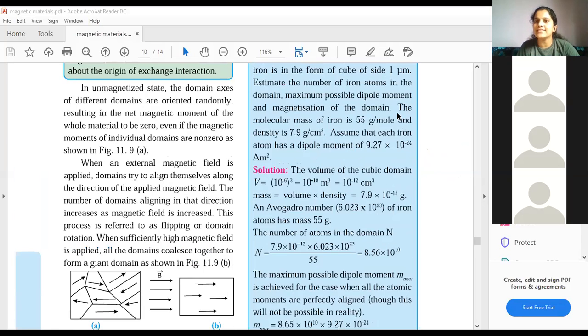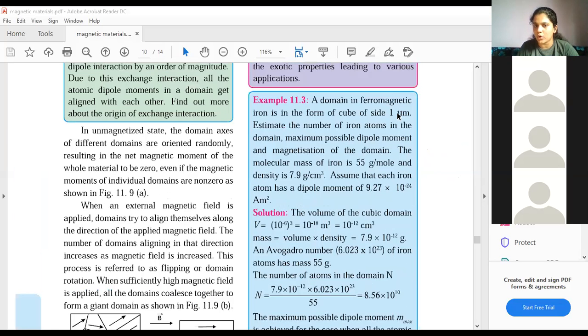Okay, students, see, mass is given to you, molar mass is given to you. Okay, fine. Students, please let me know if you are understanding what is happening till now. Yes, ma'am. Yes, ma'am. Okay.